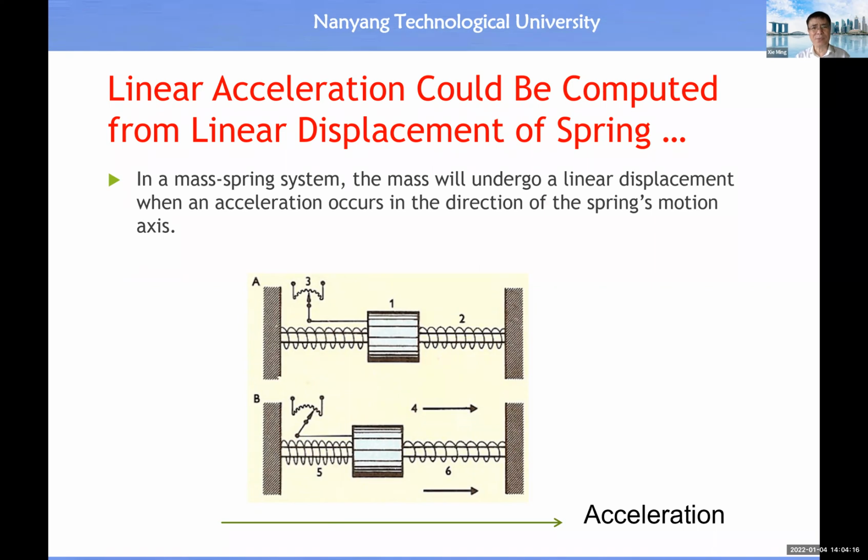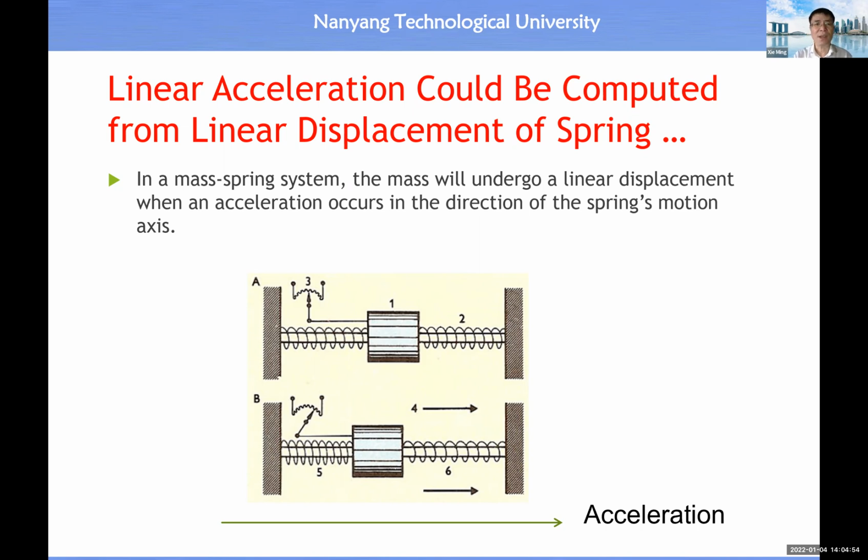Okay, so actually linear acceleration could be computed from a linear displacement of a spring. All right, for example, in a mass spring system, when there's an acceleration, then the acceleration will induce inertial force on the mass. The inertial force on the mass will compress the spring, until you reach the equilibrium position. Then we can use that information. Okay, assume we have a sensor which could output position information. All right, then it's good enough for us to compute acceleration.